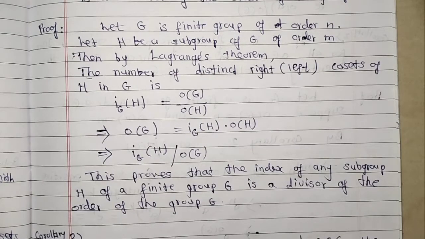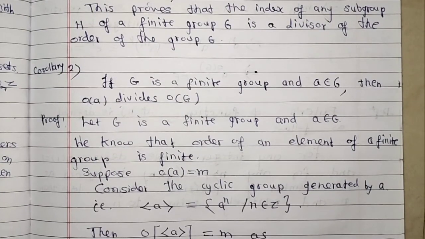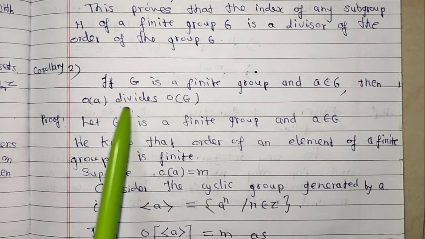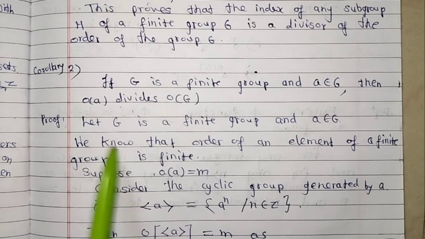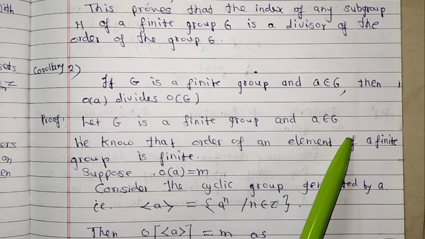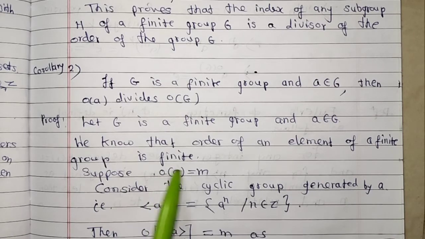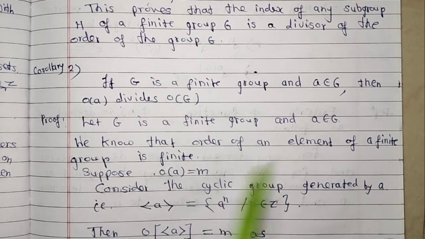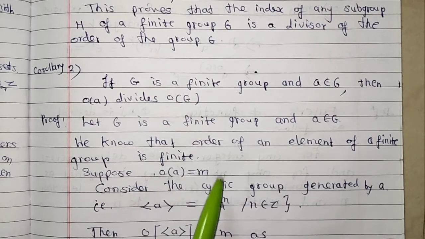Now consider the second corollary. If G is a finite group and a belongs to G, then the order of a divides the order of G. In the proof, we assume that G is a finite group and a belongs to G. We know that the order of an element of a finite group is finite. Let the order of a equal m.